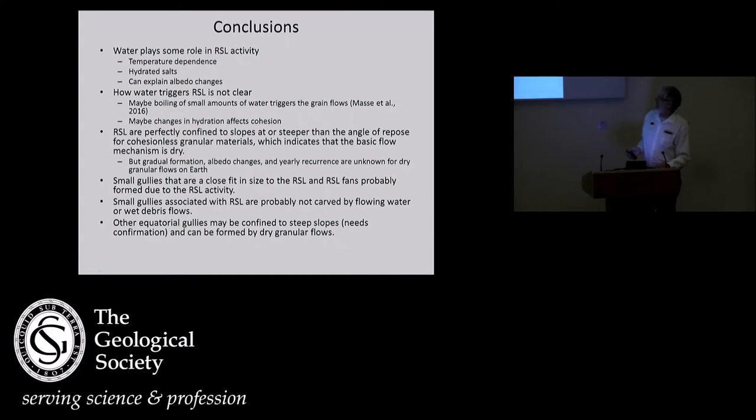They're perfectly confined to slopes at or steeper than the angle of repose for granular materials. I don't know how to explain that other than the basic flow mechanism is dry granular flow. But the gradual formation, the albedo changes, the yearly recurrence, and also the fact that it's just so long and narrow, this is very strange behavior for granular flows on Earth. We've never seen anything like that.